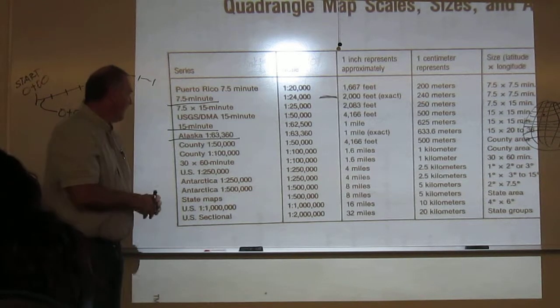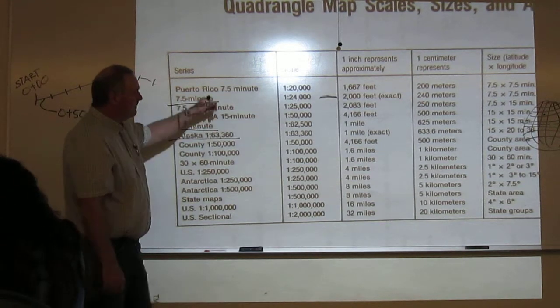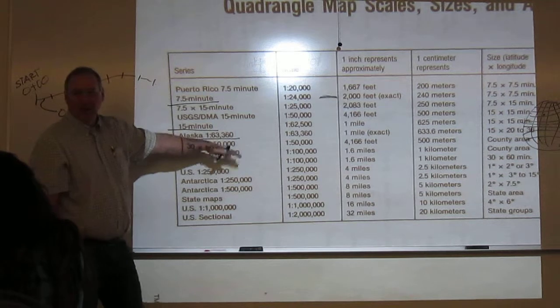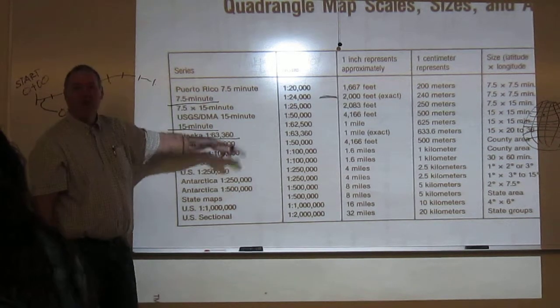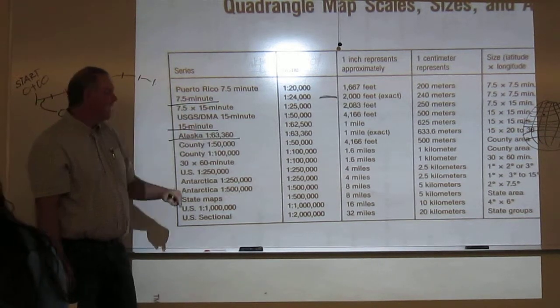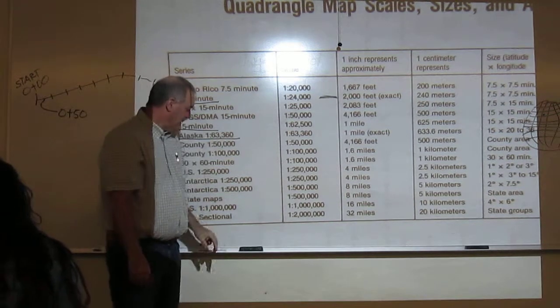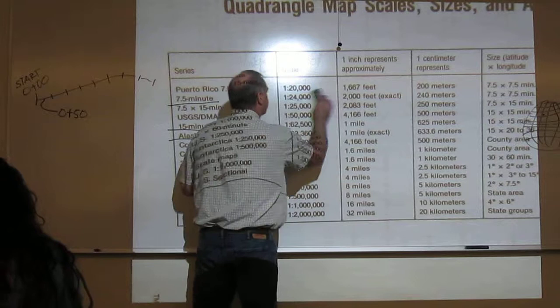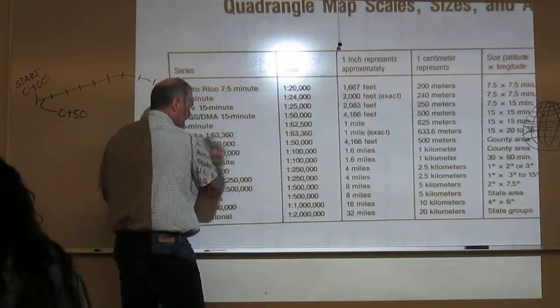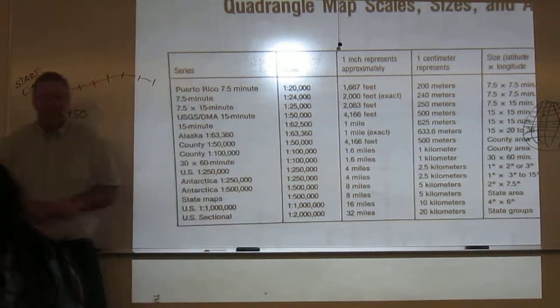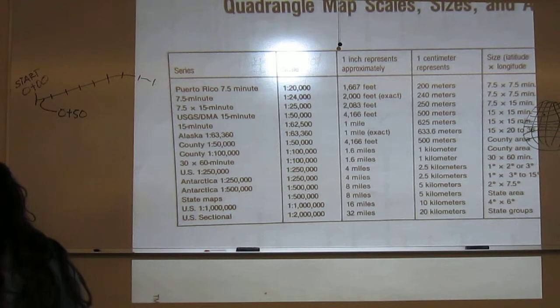You're dealing with the 7.5 minute quad. Okay, before I leave this, I'm going to leave this sheet right here. Whenever you pull out a map, it's labeled at the bottom what type it is, like maybe an Alaskan or a 15 minute. There's your scale factor. Where does it sit? It should have a scale section at the bottom.